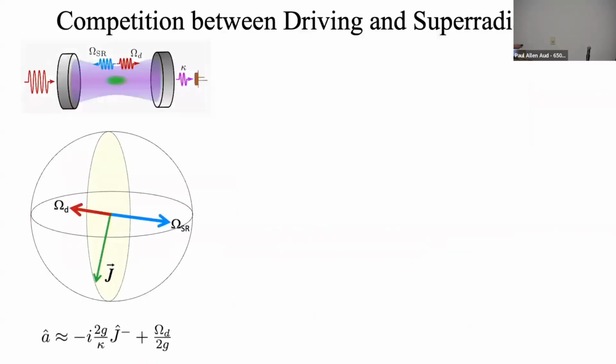Let's give a pictorial view of this. You should think of it as having a Bloch vector, which will be the green one, and there are two components of the field inside the cavity that have rotation axes in opposite directions. It has to do with the fact that this J minus is a complex number, so in fact, these have opposite signs to each other.